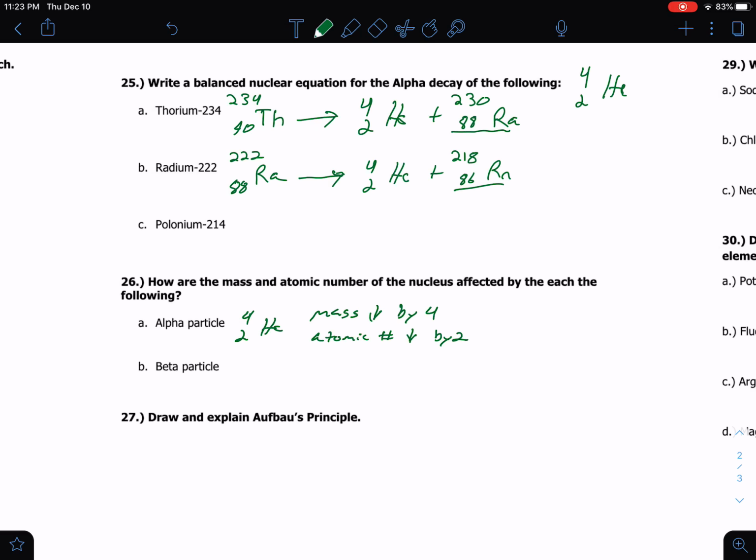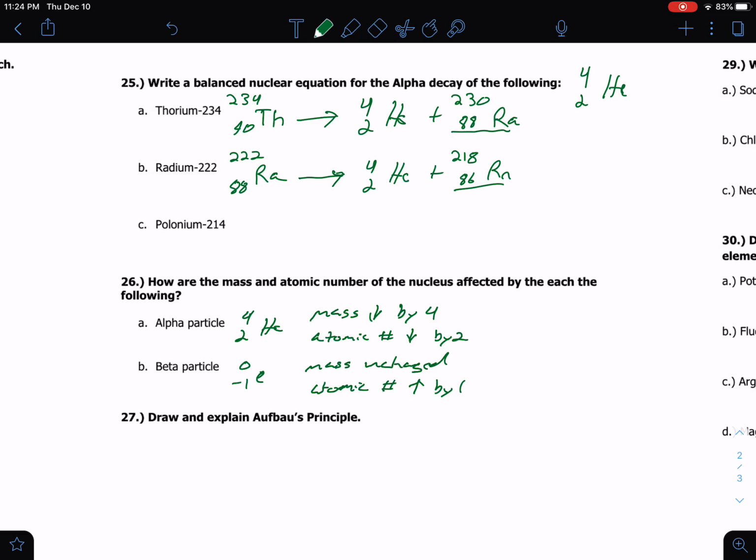Okay, a beta particle, that's when we do the 0,-1 e. An electron basically has no mass, so mass would be unchanged. And then I'm dumping off a negative particle, so that basically is going to give me a more positive charge. So my atomic number is actually going to go up by 1.